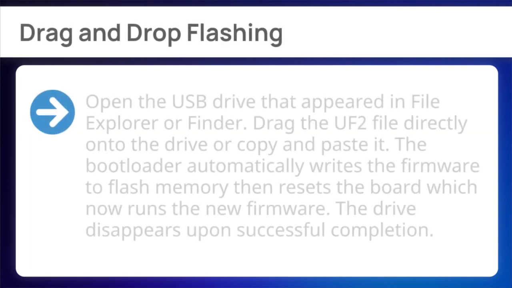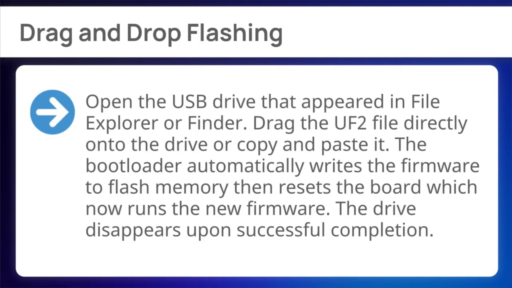Next, drag and drop flashing. Open the USB drive that appeared in File Explorer or Finder. Drag the UF2 file directly onto the drive or copy and paste it. The bootloader automatically writes the firmware to flash memory, then resets the board, which now runs the new firmware. The drive disappears upon successful completion.